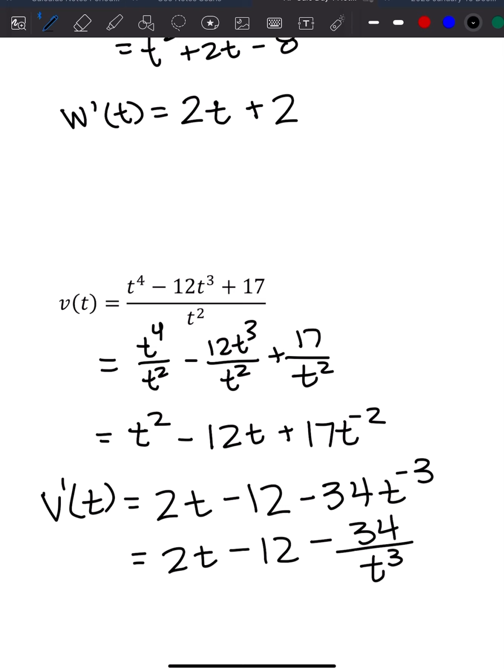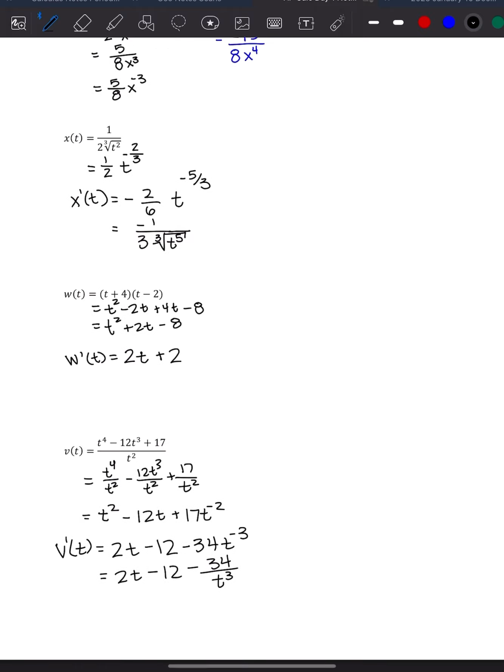So power rule is kind of like our bread and butter of everything with derivatives. It shows up all of the time. So we look at our derivatives with power rule through a different lens. So sometimes we need to simplify, sometimes we don't.